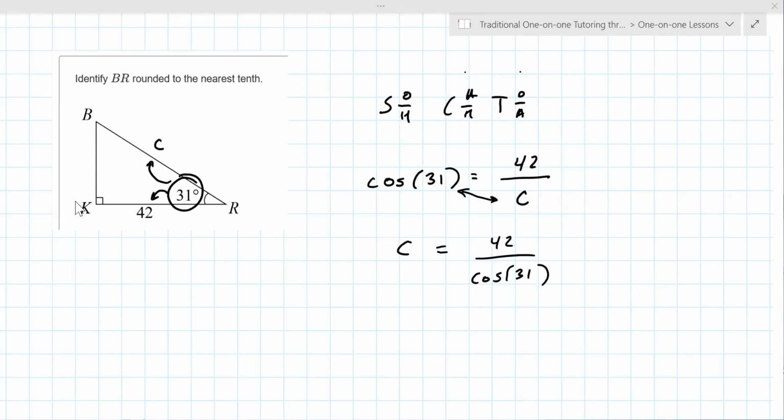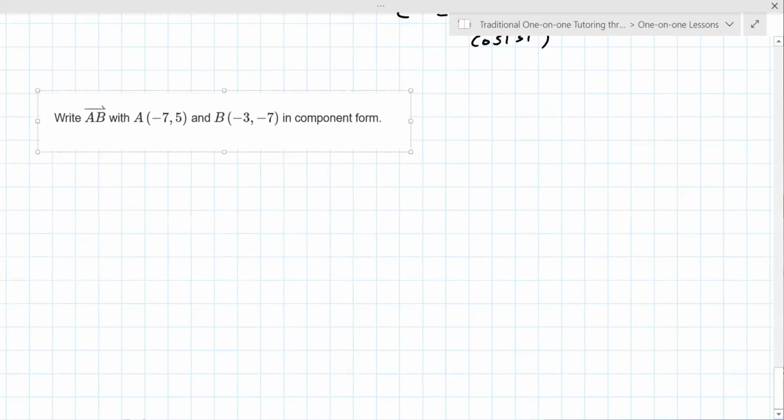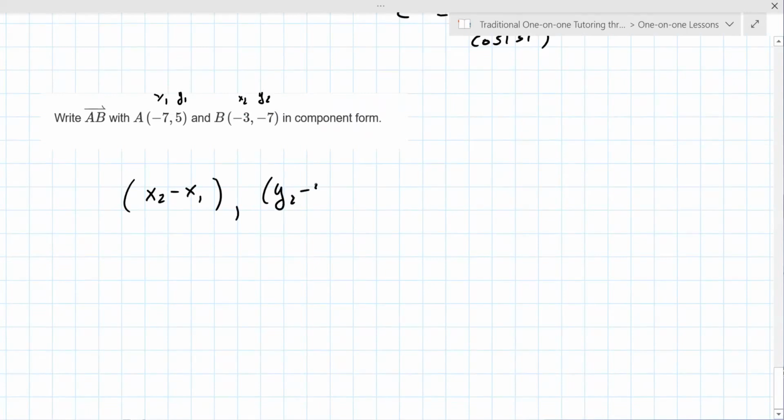All right, so the next question says to write a vector in what's called component form. So to do that, given x1, y1, x2, y2, you have to write it as x2 minus x1, comma, y2 minus y1.